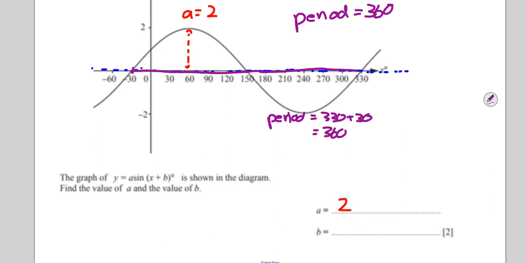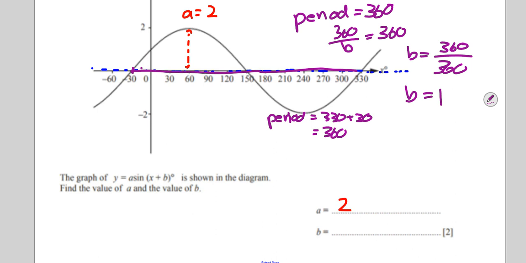And so you've got 360 over b equals 360. So b equals obviously 1. It's fun, isn't it? You know that already, but we're just trying to prove why. Because my boo-boo is I'd maybe look at that and go, oh, the period's 330. I've got to add that little 30 in there too.